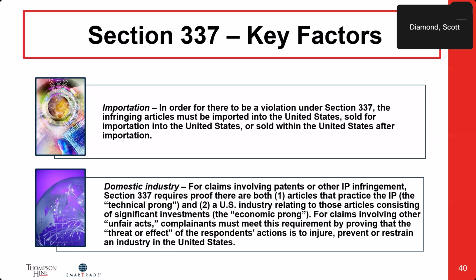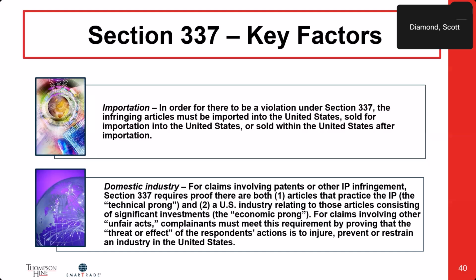Then the next issue is establishing a domestic industry. The ITC must find that there is actually a domestic industry, and the manner in which they do that is known as checking for the technical prong, and that would be ensuring that the articles in the U.S. are practicing the intellectual property.